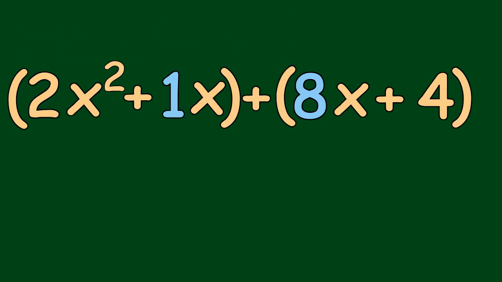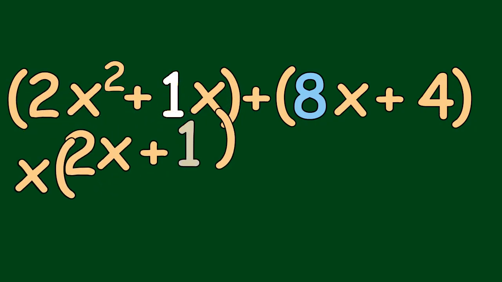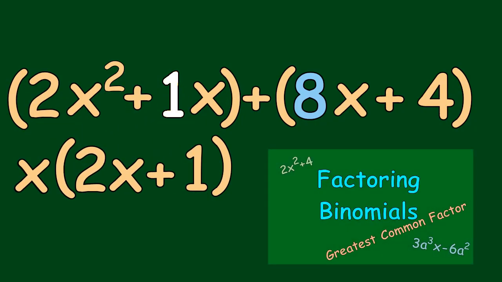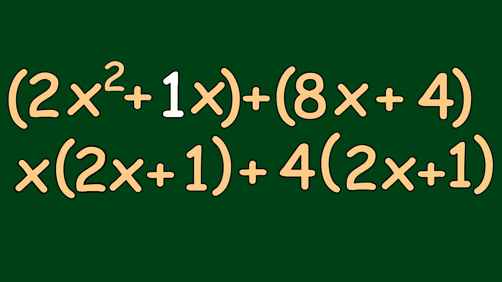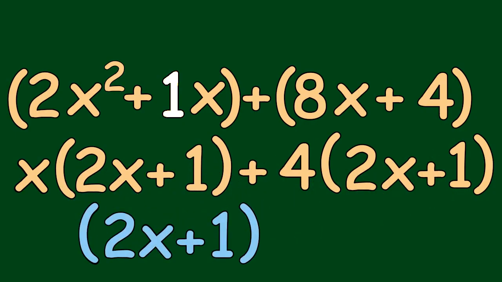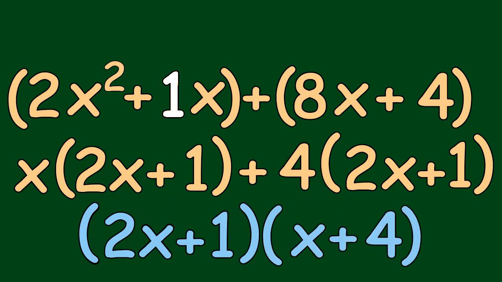The first two terms share an x, so we can factor that out. If you haven't seen our video on factoring using the greatest common factor, you might want to do so. It will make things a little clearer. The last two terms share a 4, so we will factor those two terms to get 4 times 2x plus 1. Now we just need to take the 2x plus 1 that we see in each term and bring it down to our answer. Then we can take the x plus 4 and bring it down as well, for a final answer of 2x plus 1 times x plus 4.